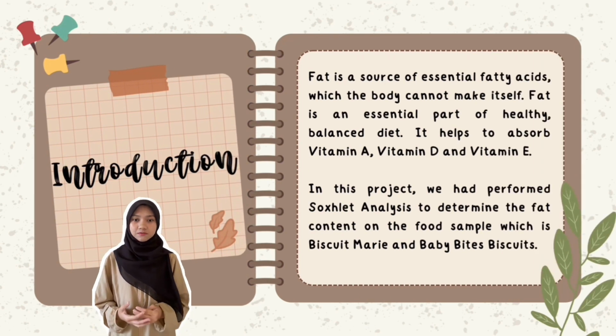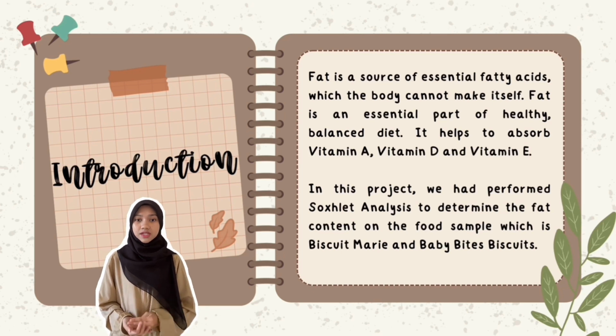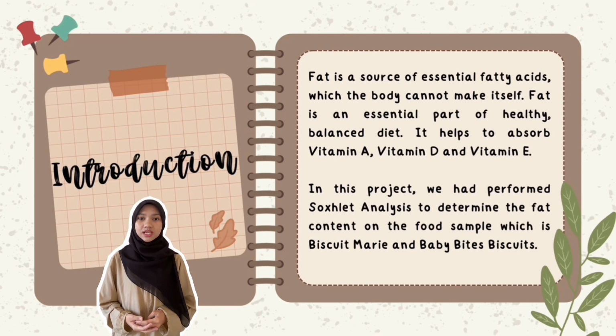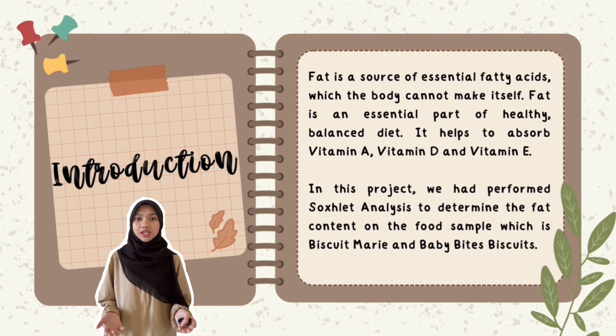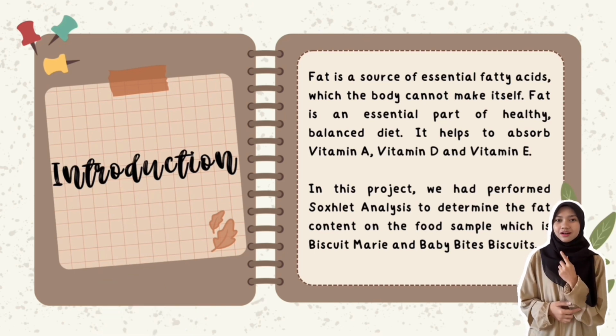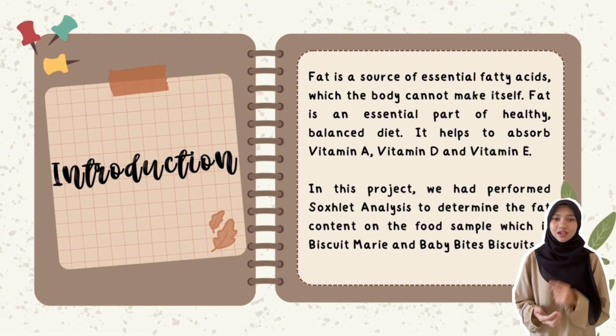So, what is fat? Fat is a source of essential fatty acids which the body cannot make itself. Why do we have to eat food that contains fat? Fat is an essential part of a healthy and balanced diet. In addition, it helps to absorb vitamin A, vitamin D, and vitamin E. These vitamins are fat soluble and can only be absorbed with the help of fat. Besides, fat increases the palatability of food. That's why crispy chicken skin is scrumptious.